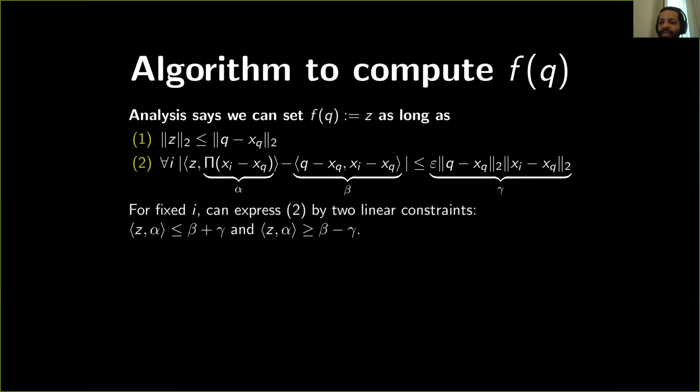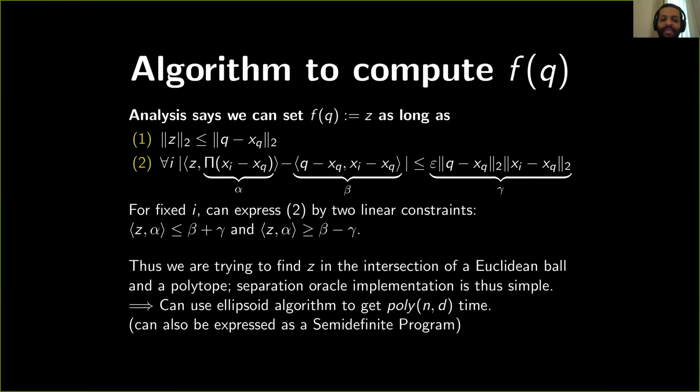If you don't, you can hopefully clearly see that it's definitely a convex program, right? I'm trying to find z in the intersection of a Euclidean ball and a polytope. The separation oracle is just, either I don't satisfy the ball constraint, and then I have my separation oracle, or I don't satisfy one of the linear constraints, and that linear constraint itself is a separation oracle. Okay, so you can use ellipsoid. You can clearly use ellipsoid here, but you can also cast this as an SDP.